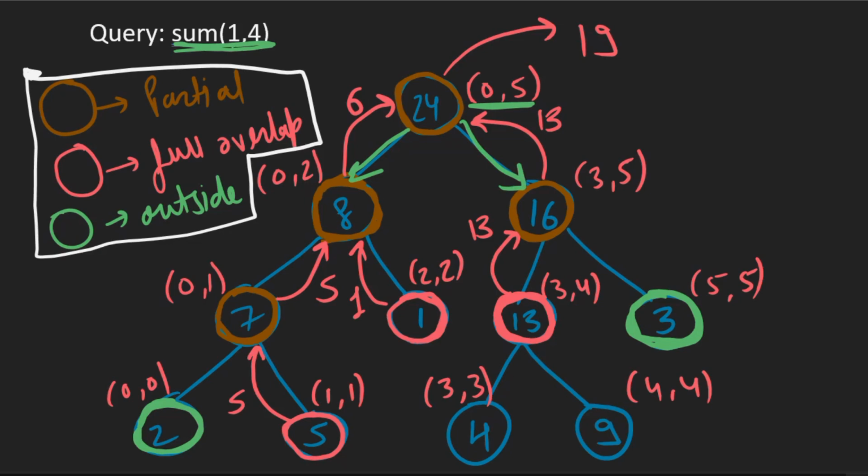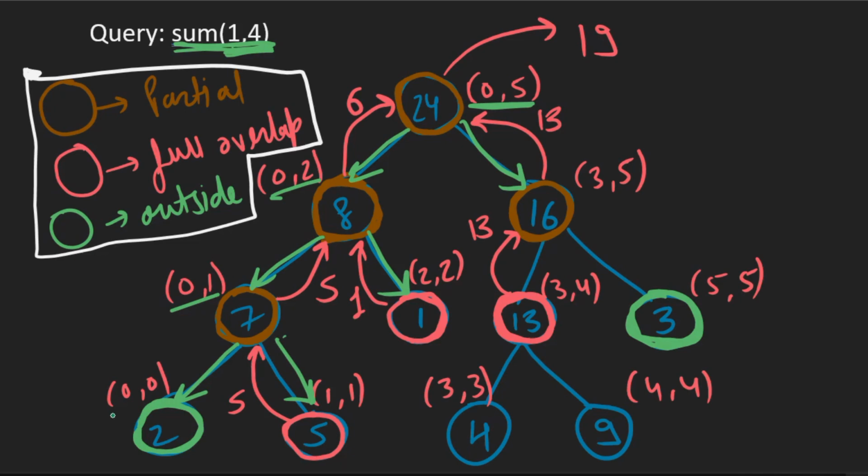So we go to the left child and right child. First we see the left child. The left child has the range 0 to 2. So 0 to 2 is also partially overlapping with 1 to 4. Then again we go to both the children. First we see the left child. Again the range is 0 to 1, right? Again if we check, 0 to 1 is partially overlapping with 1 to 4. So again we move to both the children. First we go to the left child and then the right child.